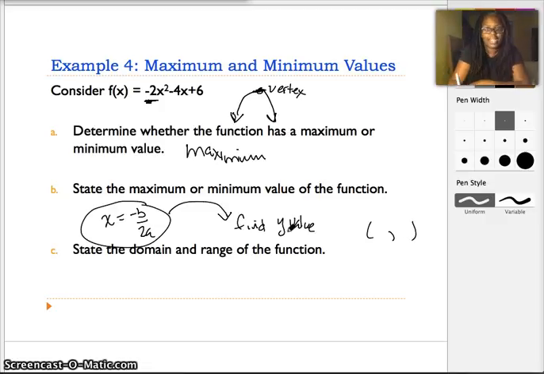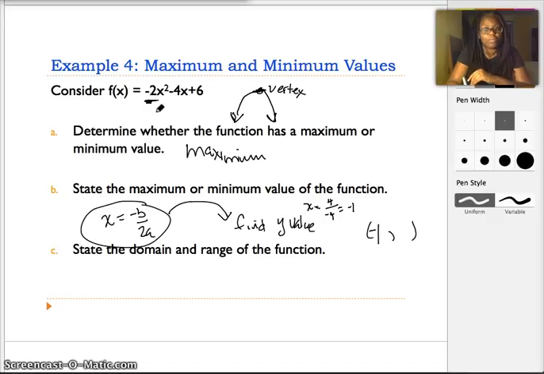Negative b over 2a in this case is going to be a positive 4. So x is equal to positive 4 over, now I'm just doing negative b over 2a, negative and negative 4 is a positive 4, over 2 times a, which is a negative 2 times a positive 2, which gives me a negative 4. So I end up with negative 1. So the first thing I know is that I have a negative 1 as my x term of the vertex of this parabola.